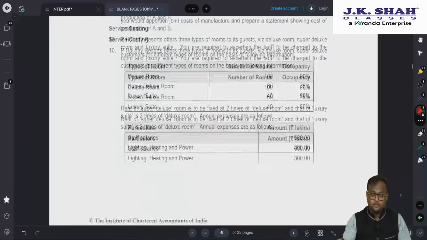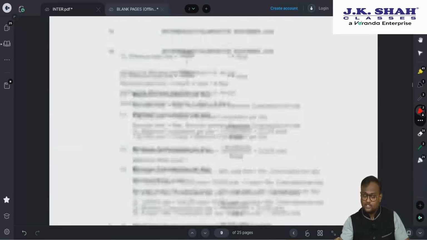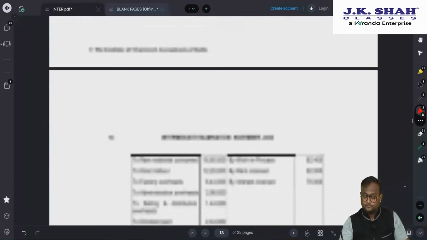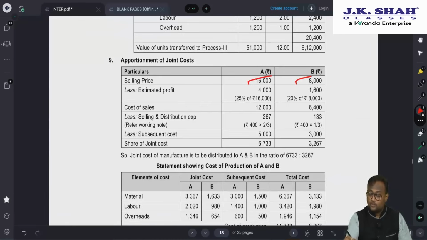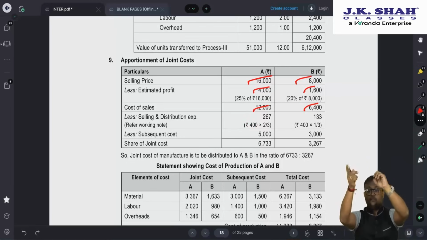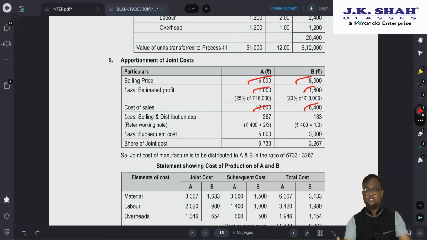Are you getting me? And now we can follow the reverse direction to find out joint costs allocated. See how we can do it. From sales, you remove your profit, you are getting cost. From cost, see, 400 is in the ratio 2:1. 16:8 is the selling price ratio. That means 2:1 is the selling price ratio for 400. You allocated 400. You also subtracted further processing cost and you got joint cost as an answer straight away.